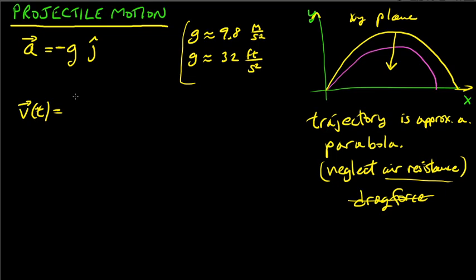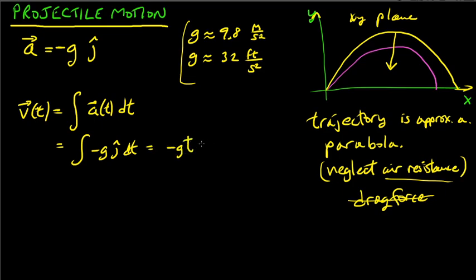Well, you just work backwards, right? Acceleration is the derivative of the velocity. That means the velocity is the antiderivative, or indefinite integral, of the acceleration. Since the acceleration is a particularly simple vector here, you're just integrating negative g, which is a constant. What do you get? You just get negative g times t in the j direction.